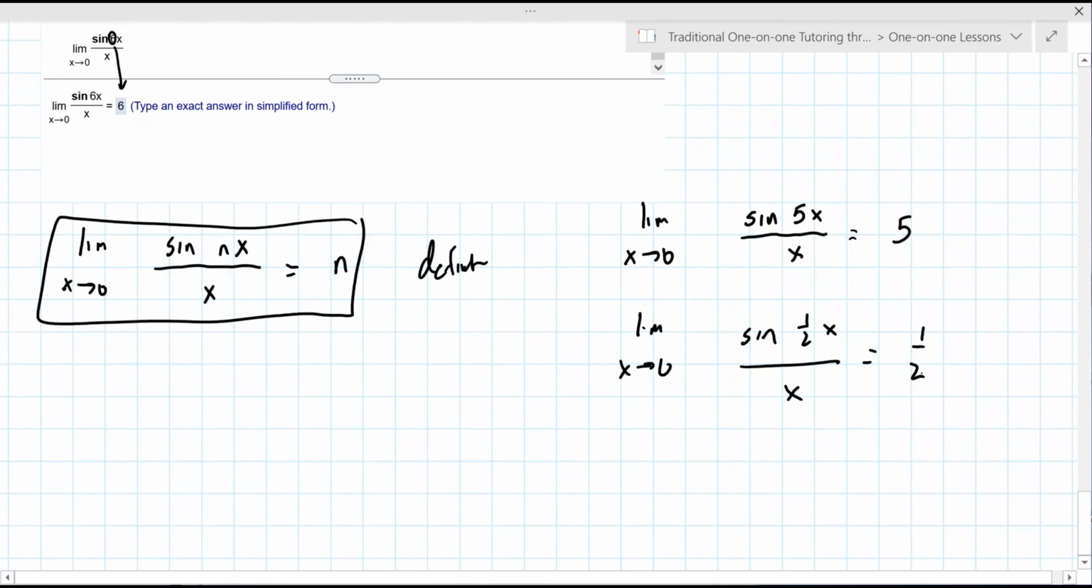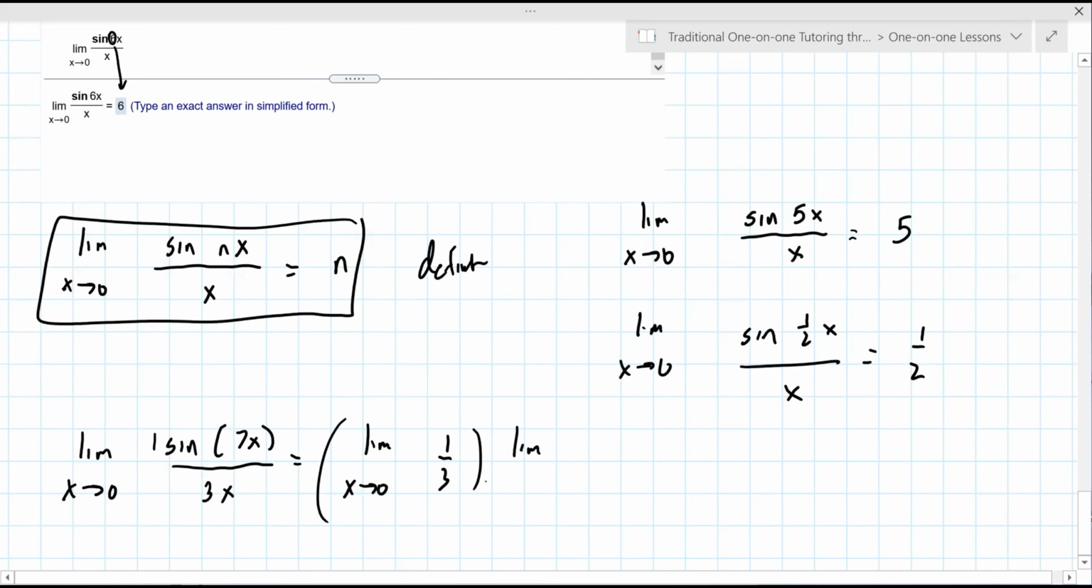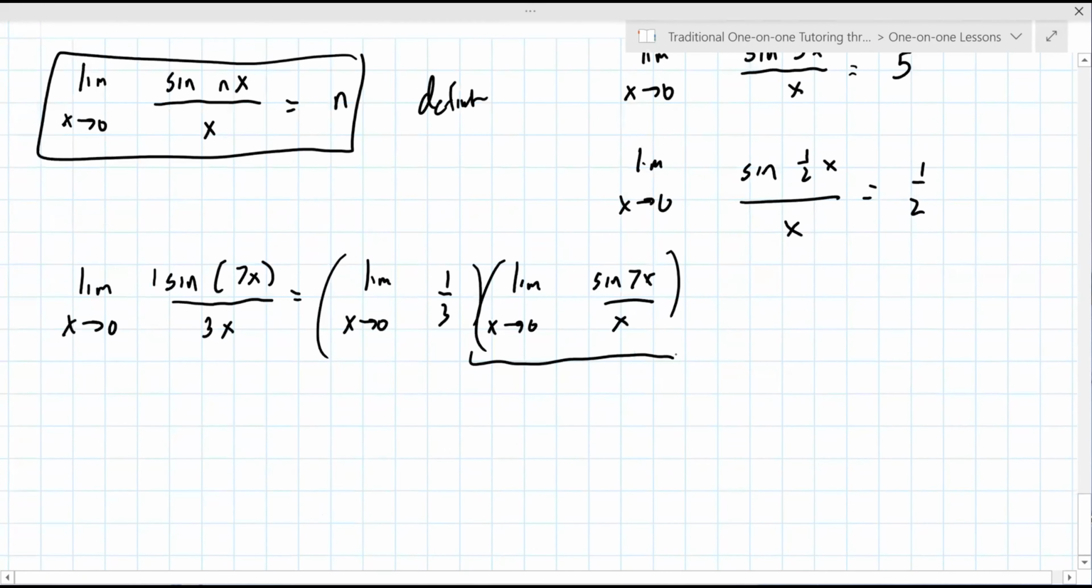Okay, I see. What I was trying to get you to see is that the instructor could vary this. They could say the limit as x goes to 0 of sine 7x over 3x, and you're like, well, this is different, Matthew. You're right, it is. This 3, though, you can rewrite as the limit as x approaches 0 of 1/3, because that's really what this 3 is, times the limit as x approaches 0 of sine 7x over x. The one on the right is 7 because of what we just looked at, and the other is just 1/3. So 1/3 times 7, or 7/3.